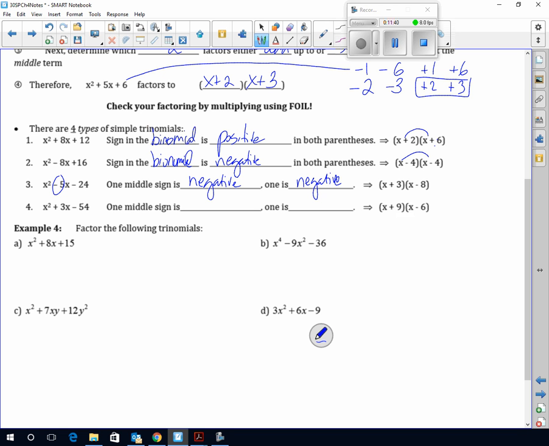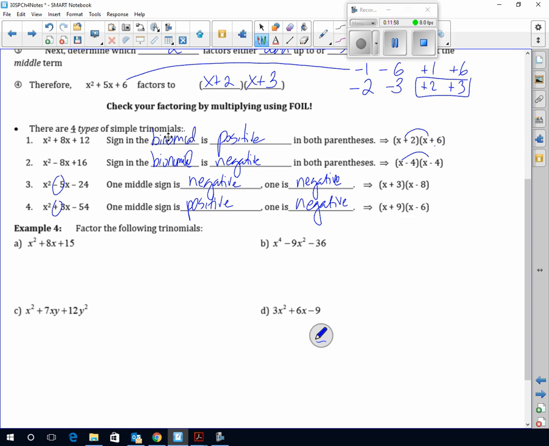So really what you have to know is a negative times a negative is a positive, a positive times a negative is a negative, right? Like all the rules of integers. And then when you add them together, you need to know if you have a positive middle, then that means the bigger factor must be positive, right?